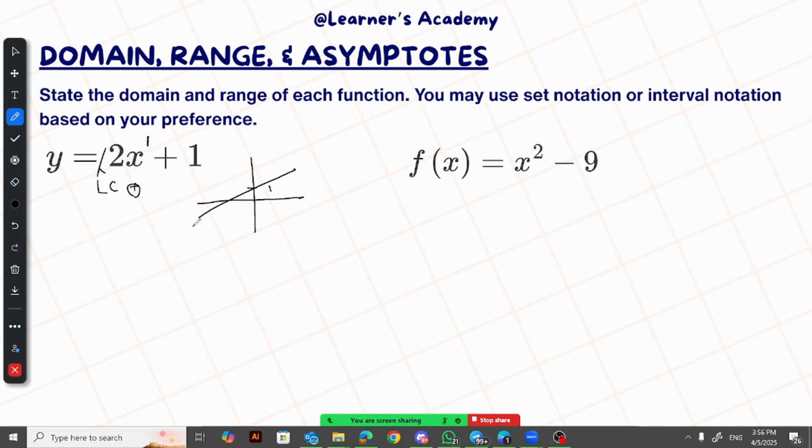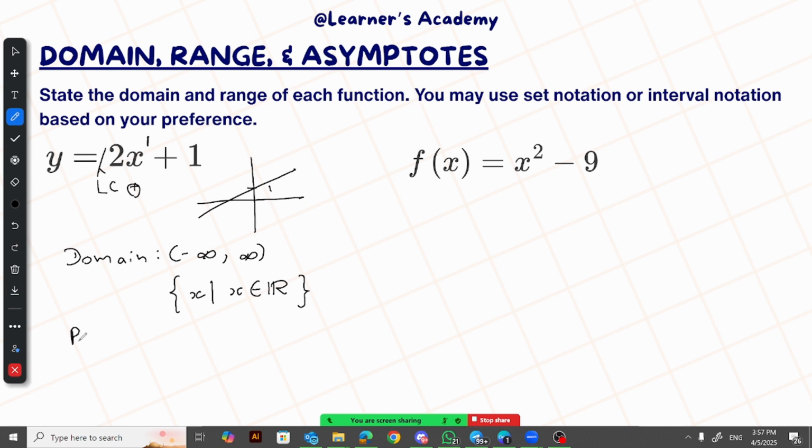So if we look at this, we can see that the graph or the function goes infinitely from left to right. That means that there are no asymptotes or restrictions whatsoever. There are no vertical asymptotes and no horizontal asymptotes. So that means that the domain exists from negative infinity to positive infinity. Or you can write it in a way such that x includes all real numbers. You can use any notation based on your preference.